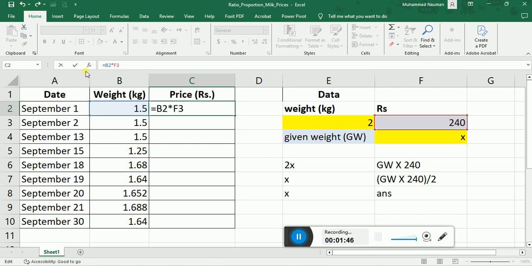Shift 4 number key. Close the bracket to represent all this as one value. Now this value will be divided by 2. Oblique sign for division, and here is the 2.